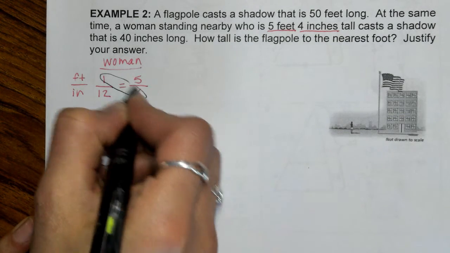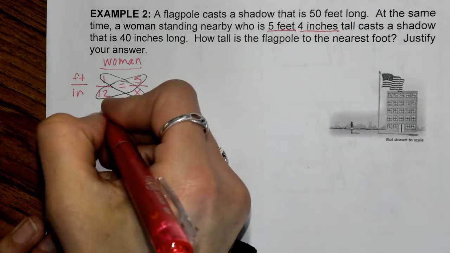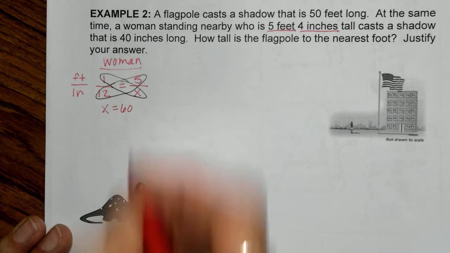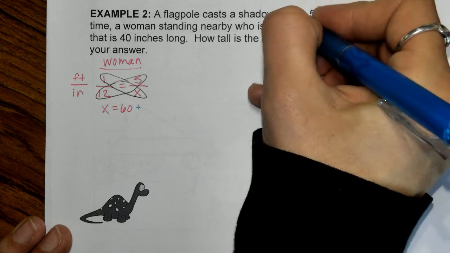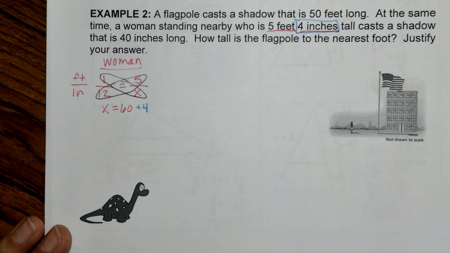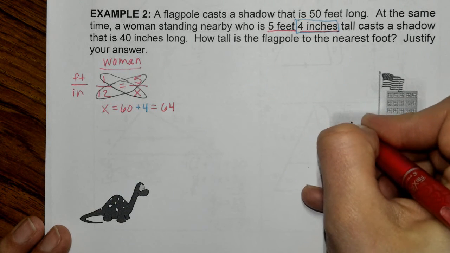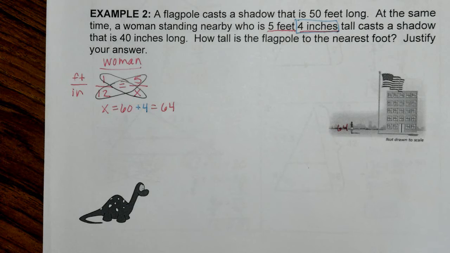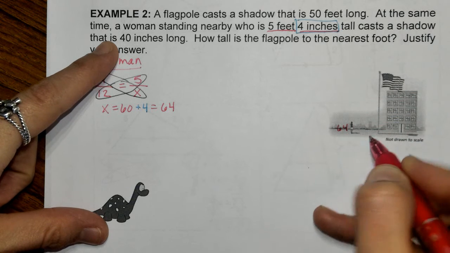We just have a single x here, and then we multiply that 12 times the 5, and we find that x is 60. Remember that we need to add on that additional 4 inches right here, so we can get her height in inches. And we find out that she is 64 inches. So we'll put 64 right here. I'm doing this purposely so I can show you how your proportion will still be staring at you. The shadow is 40 inches long, so her shadow right here is 40.